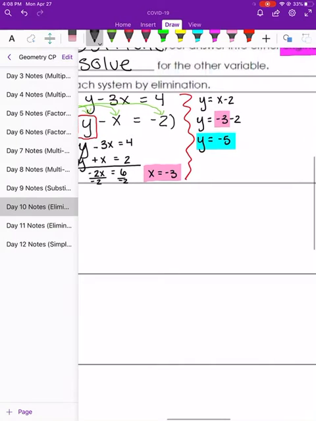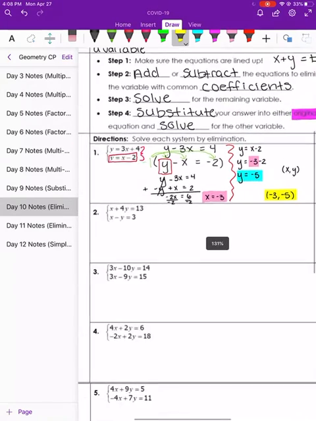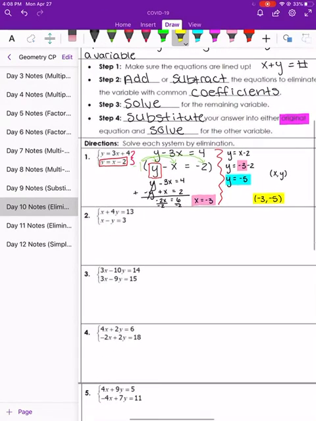Your final answer needs to be written as an ordered pair. Remember, ordered pairs are x, comma, y. So my x is negative 3 and my y is negative 5, and that is your final answer. If you wanted to check your work, you could take this negative 3 and your negative 5 and plug it back into both of these equations, and they should give you the same thing. That's how you know that you've done it correctly.